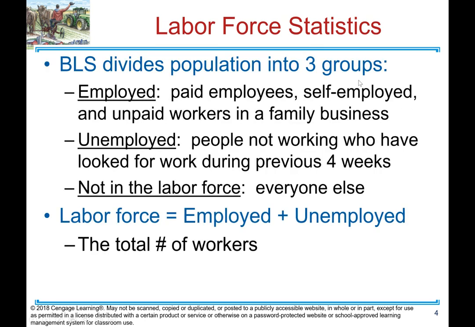BLS divides the population into three groups: employed, paid employees, or self-employed, and unpaid workers in a family business; unemployed, people not working who have looked for work during the previous 4 weeks; and not in the labor force, that's everyone else. So the labor force is calculated as the number employed plus the number unemployed, the total number of workers.